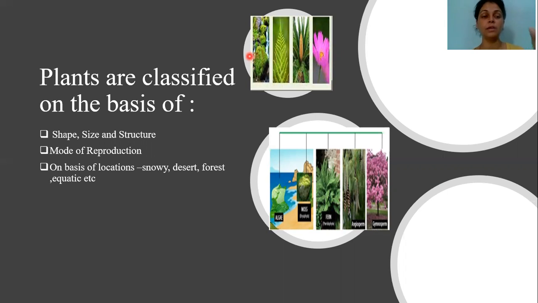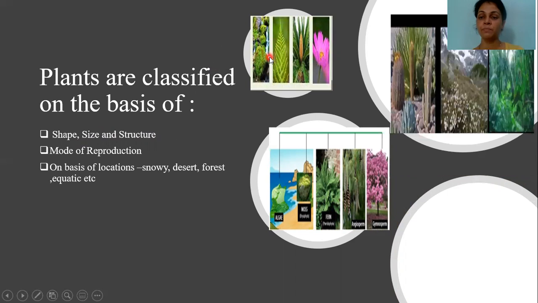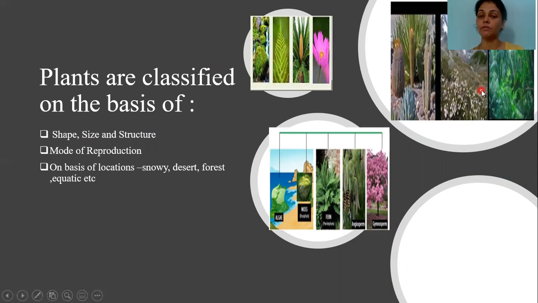तो इस तरह हम different types of classification of plants पढ़ेंगे. The first one which we have seen was on the basis of shape, size, structure. Second was on the basis of their mode of reproduction. Then the place where they are found.